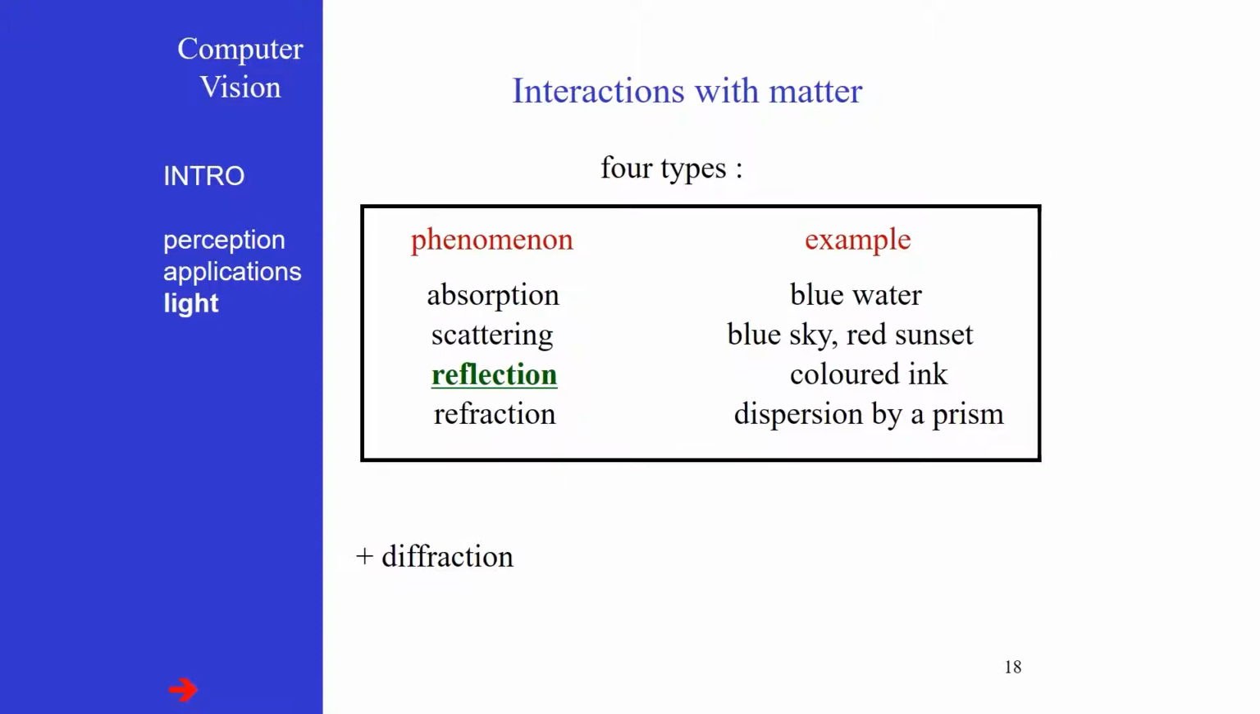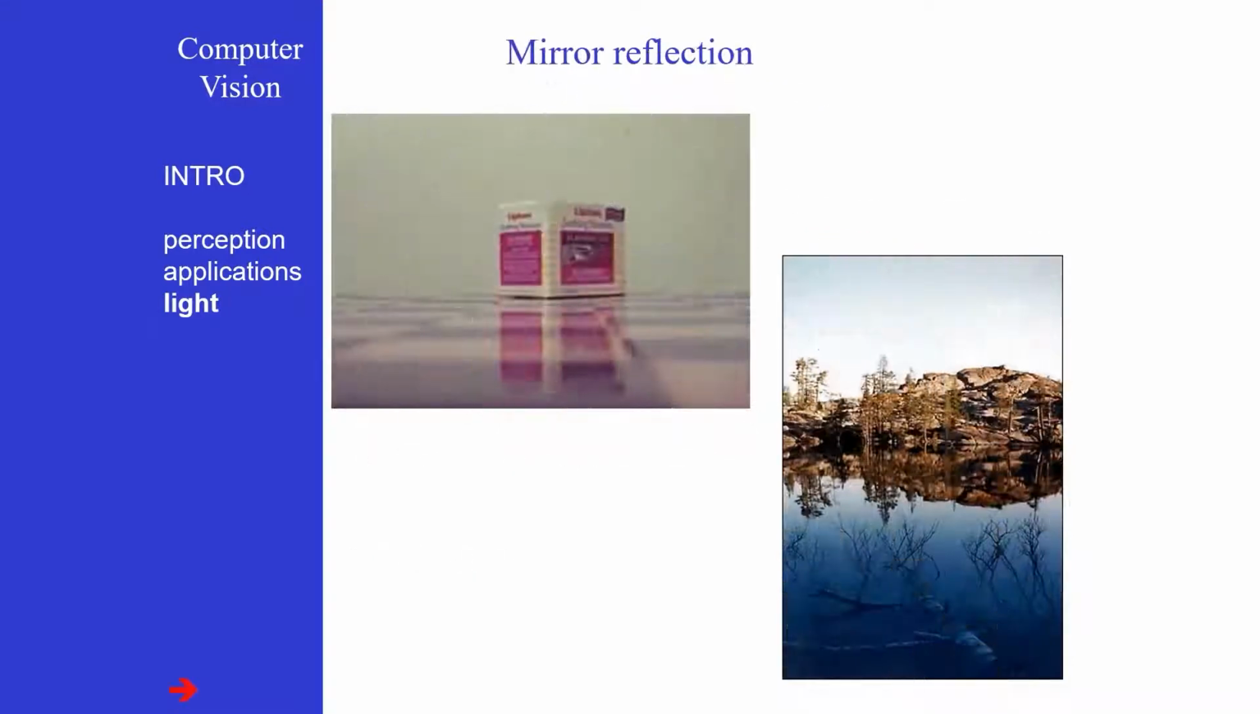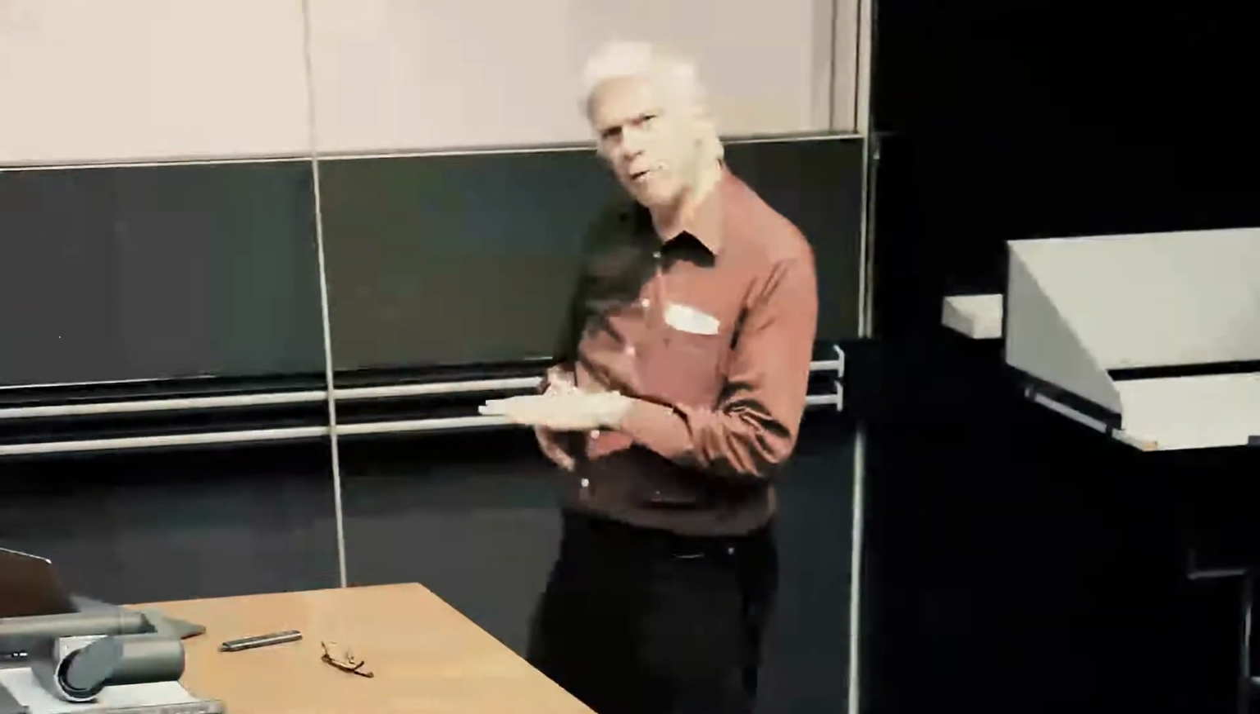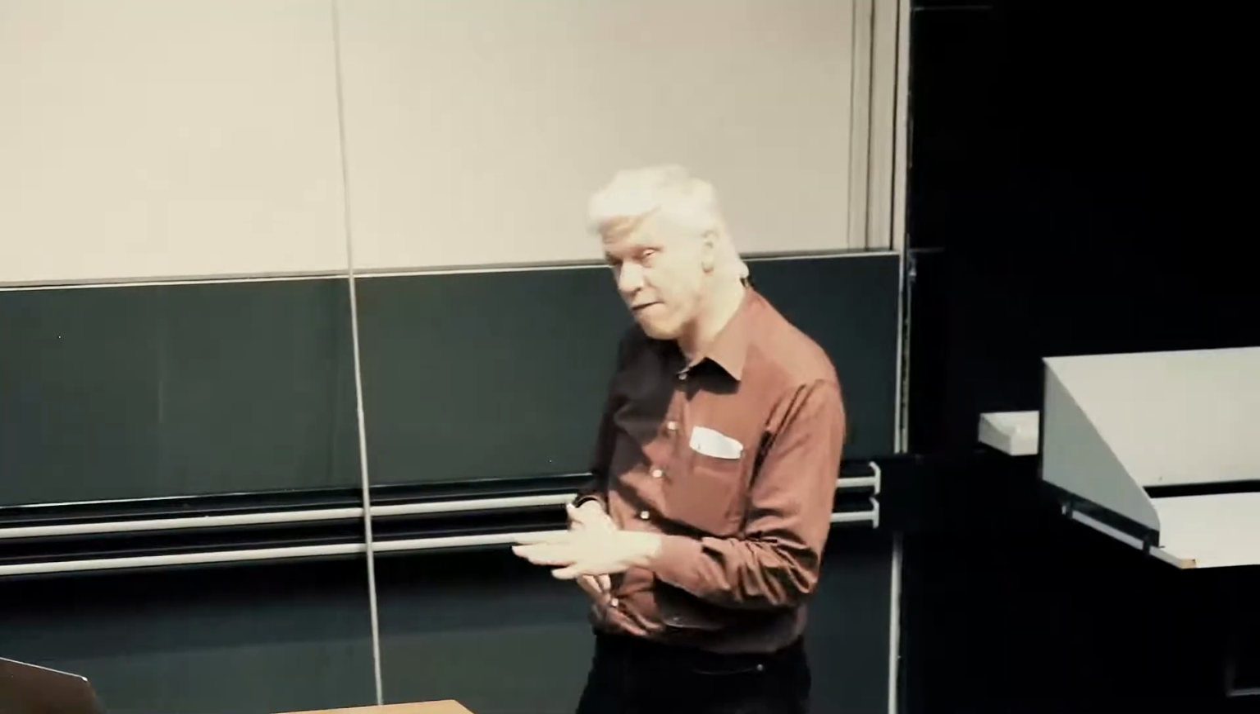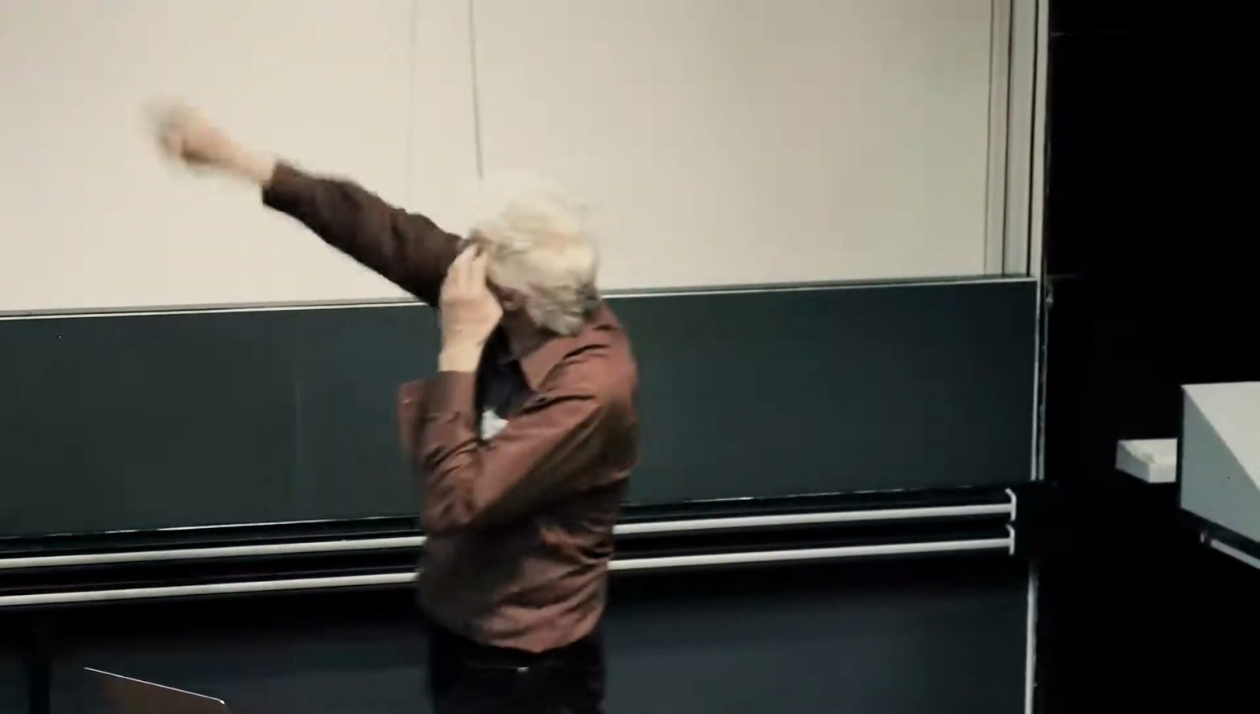And we'll first talk about mirror reflection, so specular reflection, typical for very shiny surfaces, surfaces that are flat at the level of the wavelength of light, so very flat. And here you see examples of these types of specular mirror reflections.